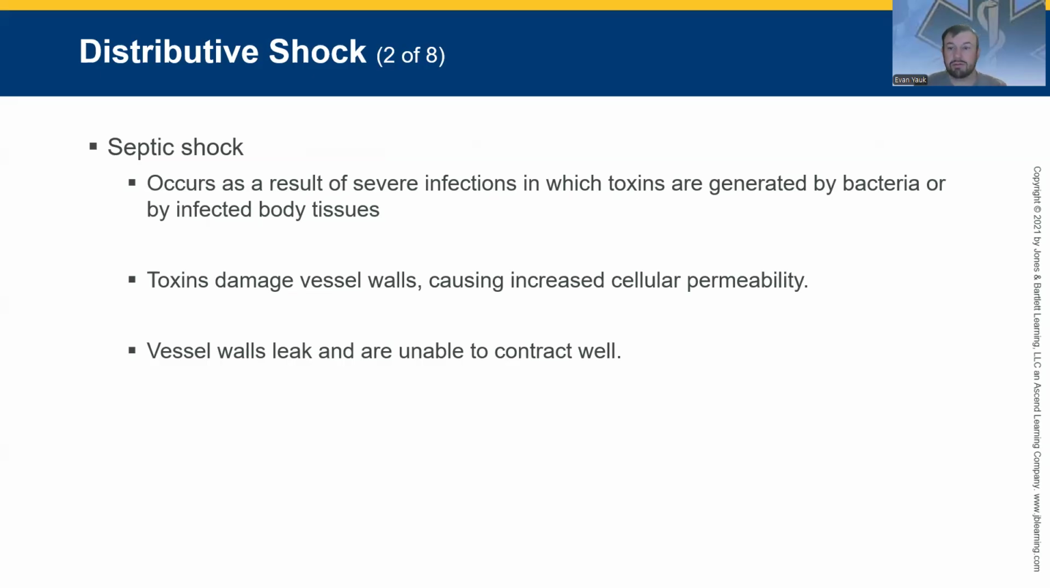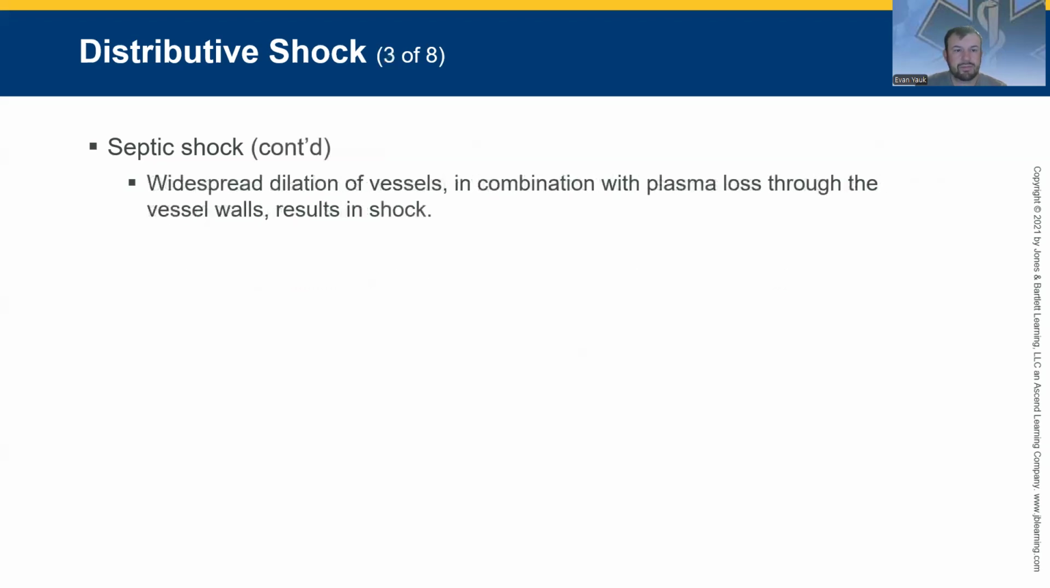Which is also taking away from the fluid level that we need, but it spreads that infection. Widespread dilation of the vessels, in combination with plasma loss through the vessel walls results in shock. So if we dilate, we're opening up, right? Well, if we dilate, our heart's going to try to pump harder to keep that blood pressure high, but we don't have the same size of pipe anymore. So that blood will actually not be under pressure going through there. It's actually just gonna kind of be pooling in there.